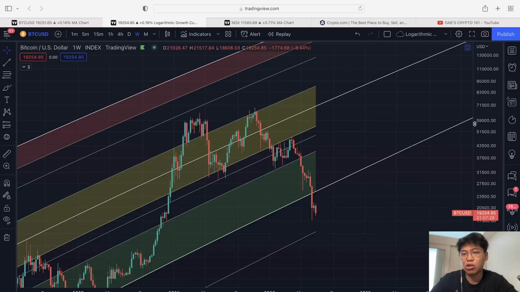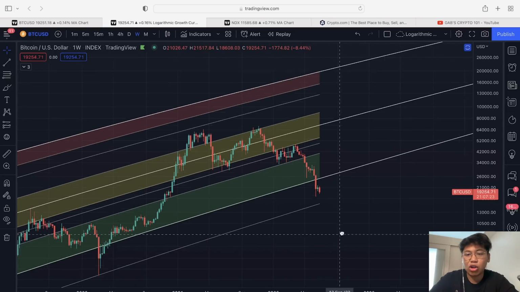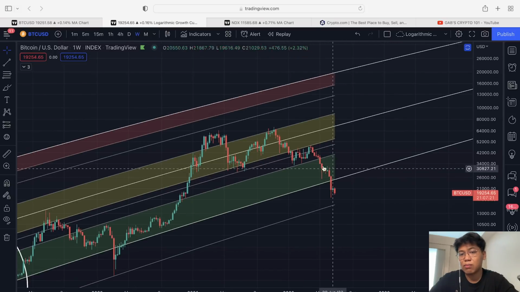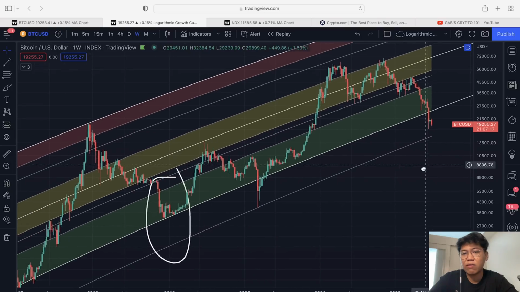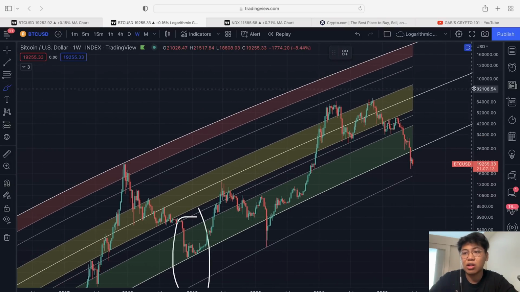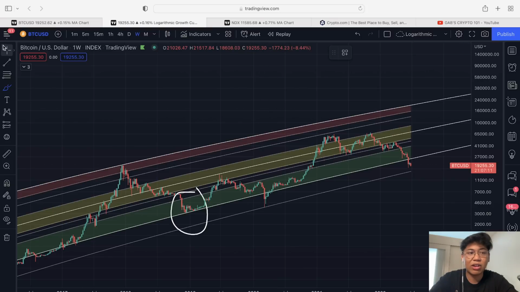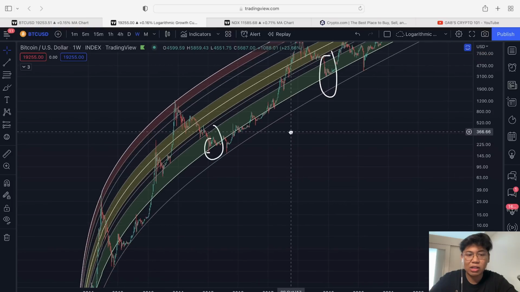So let's try to open the logarithmic growth curve first. As you can see, right now, we are actually at the lower level ng ating support band ng logarithmic growth curve. And this lower level is actually one of the best areas for us to enter actually. Kasi look at this. The only times na we have been in this area for the past few years are actually itong mga area lang. Actually, these times lang.